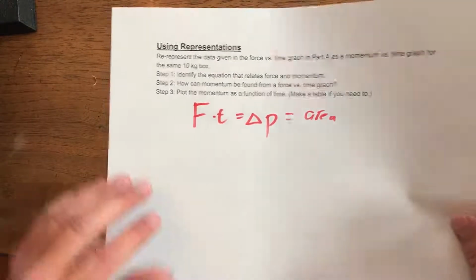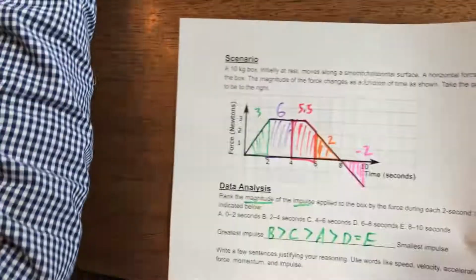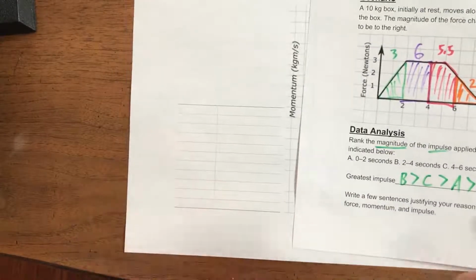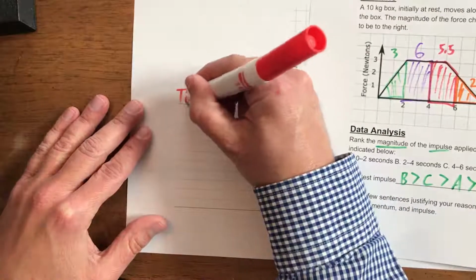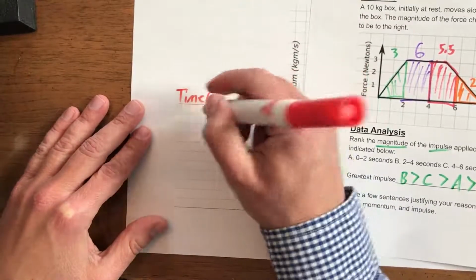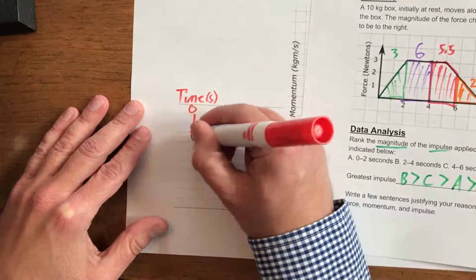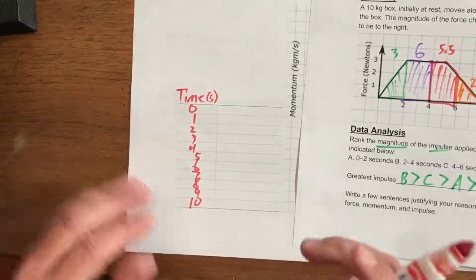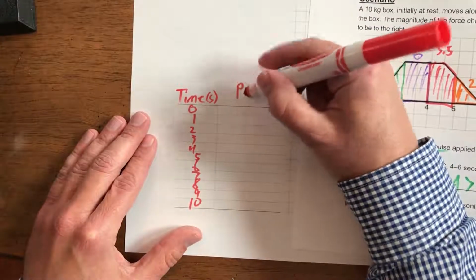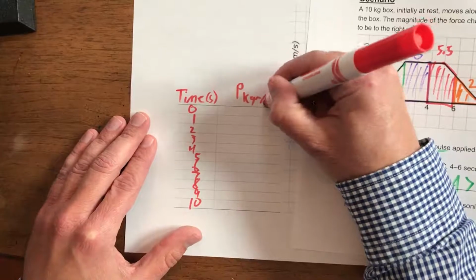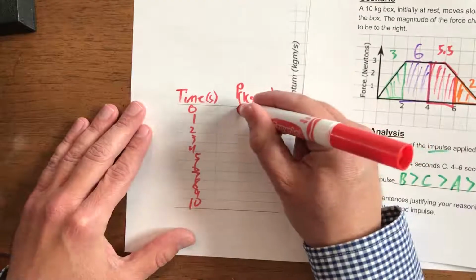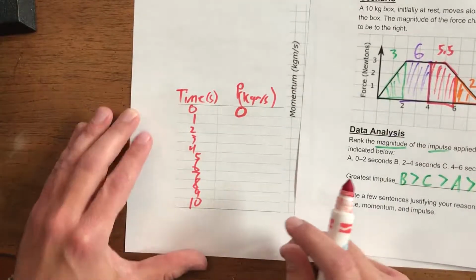So now let's talk about plotting that. We're going to use this graph right here in order to plot some of this data. So maybe I'll keep this on the side right here while I plot these. So on here we want time, and that's going to be in seconds. And so we'll do it every second: 0, 1, 2, 3, 4, 5, 6, 7, 8, 9, 10 seconds there. And then over here we're going to want momentum, which is measured in kilogram meters per second. So we're going to start out at 0. It says at rest, so we have 0 momentum.